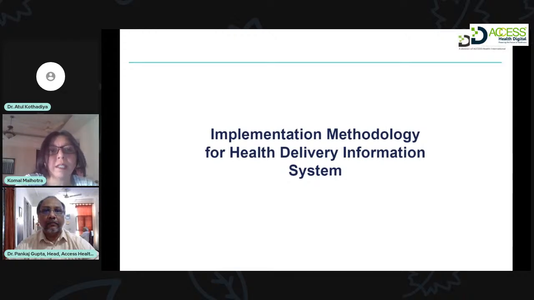So, in the last session, we discussed what health delivery information systems are. We also talked about how fragmented the Indian market is right now and all the broken processes. Towards the end of the session, we discussed designing a scalable, configurable, interoperable HDIS.